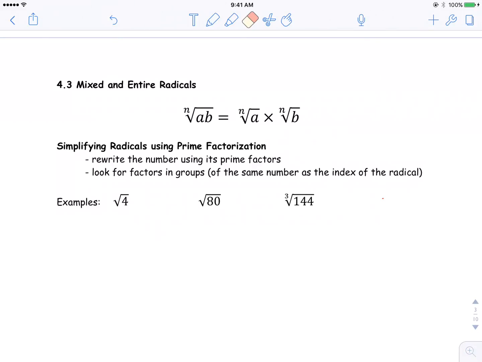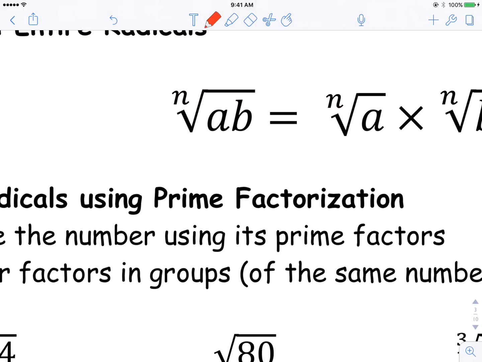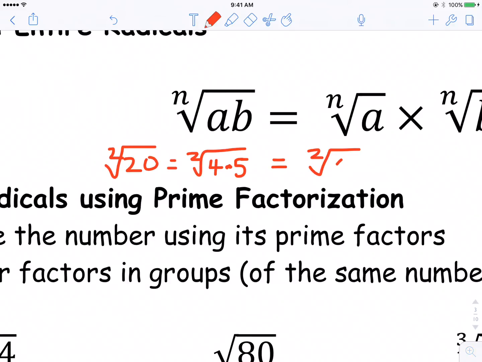The nth power of a times b is equal to the nth power of a times the nth power of b. What does that mean? Well, if I had, for example, the square root of 20, which is also equal to the square root of 4 times 5, I could also rewrite that as the square root of 4 times the square root of 5.